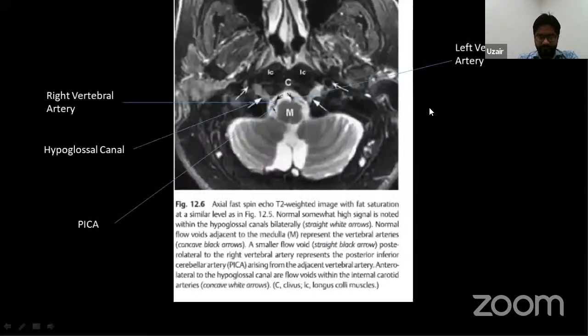And now again, we can appreciate this MRI. This is at the level of the medulla oblongata. We can appreciate the left vertebral artery and the right vertebral artery, small black dots, and it is going to give rise to PICA over here. And this arrow is showing the hypoglossal canal. And these are the internal carotid, and this is the clivus part, obviously.